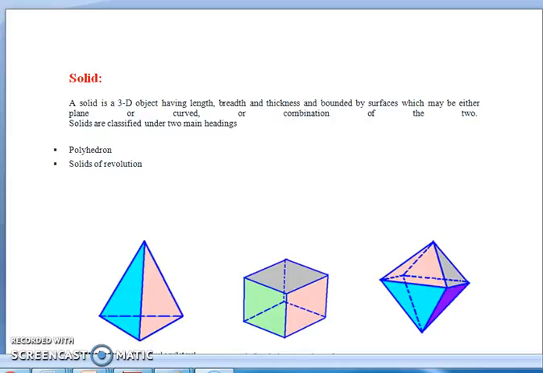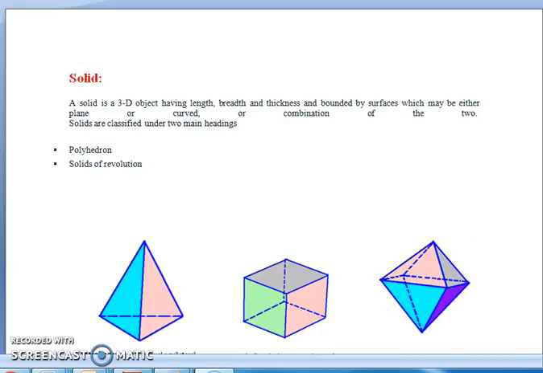Today we will discuss the projection of solids. We know the main difference between a solid and a plane. We say a solid is a three-dimensional object and a plane is a two-dimensional object. Generally, a solid contains length, breadth and thickness.